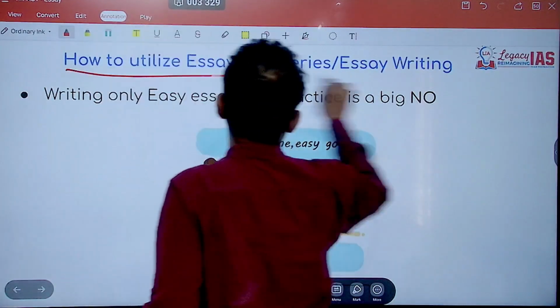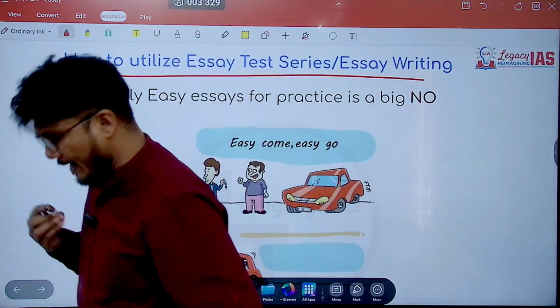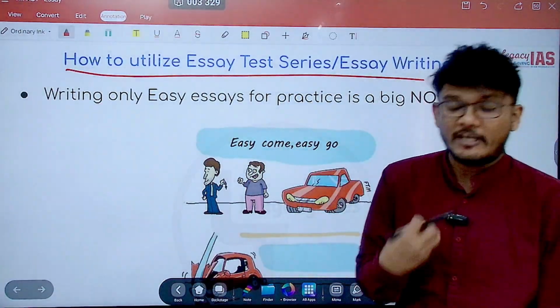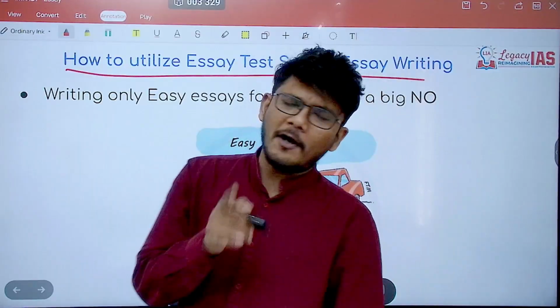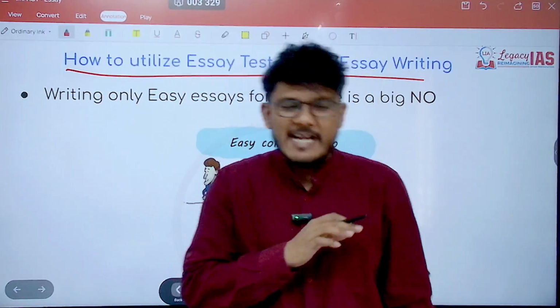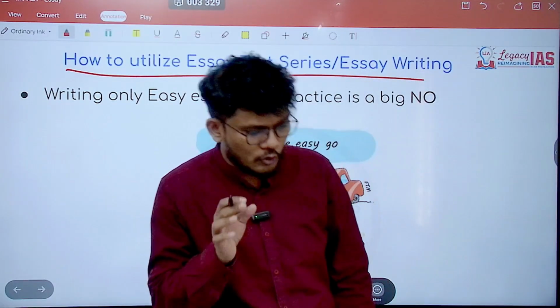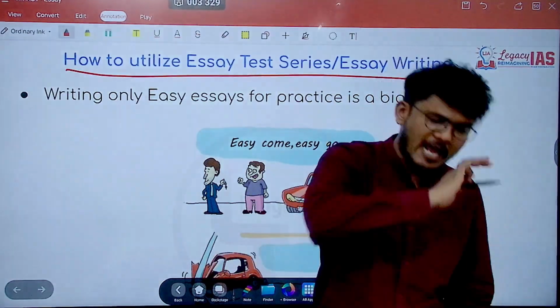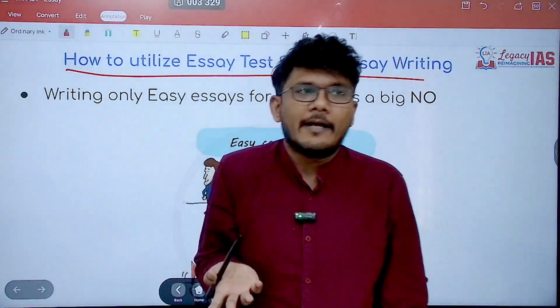Now, one very important thing. You will be writing essays in your test series, and we will be checking them and giving you feedback. Do not make one mistake which is going to cost you. Never ever follow the method of writing the easiest of easy essays every single time. Don't do that. What is the use of it?